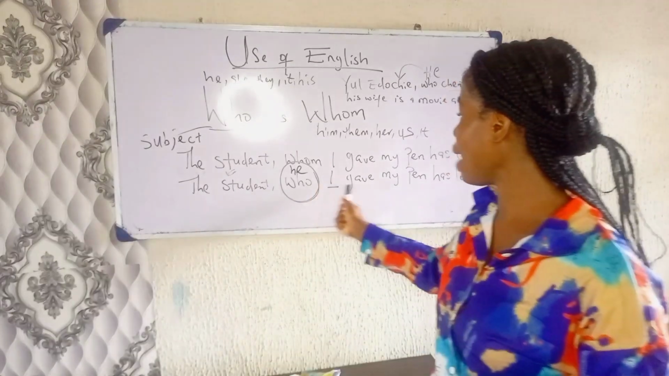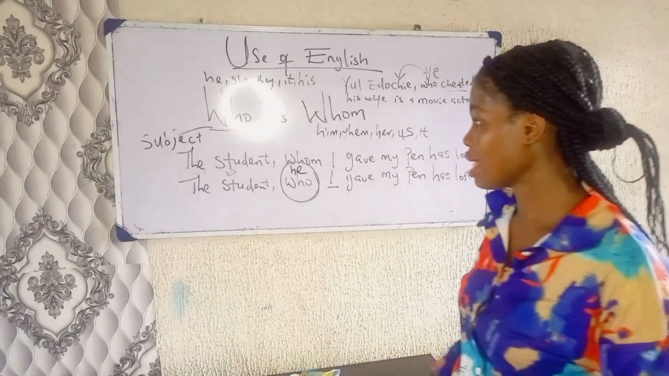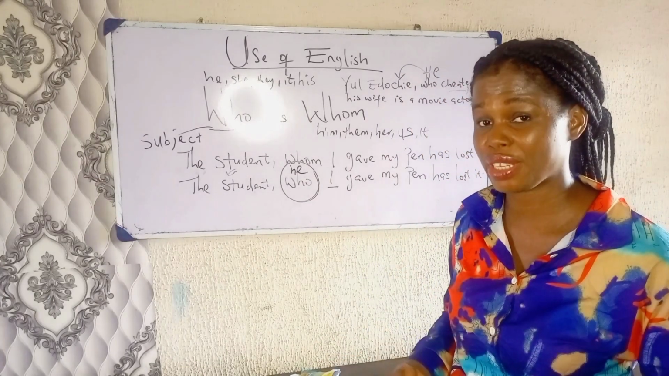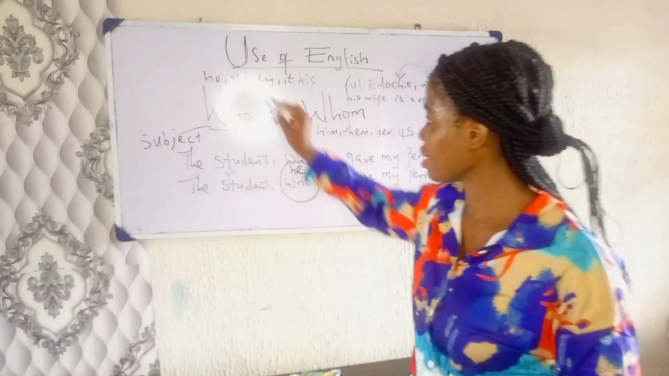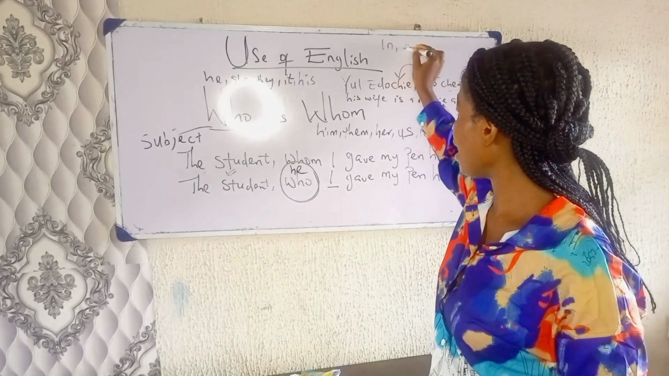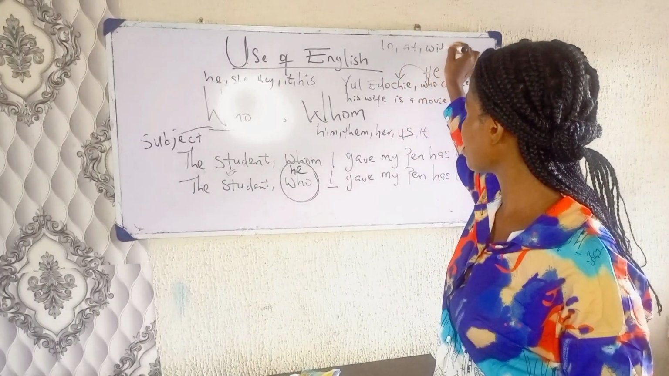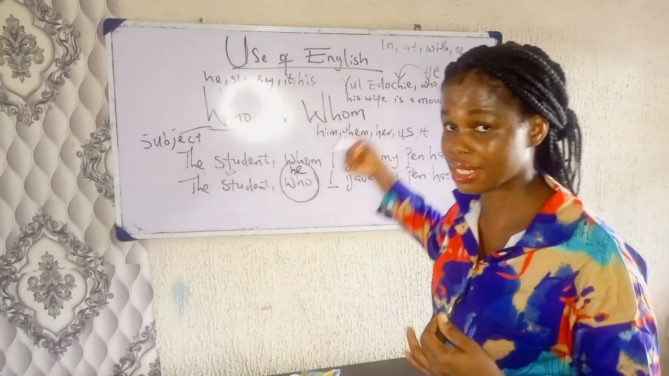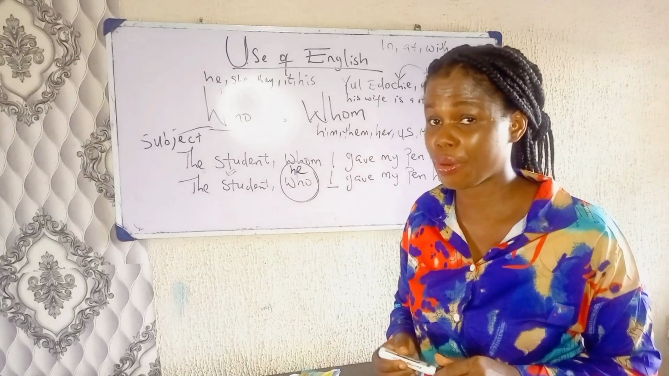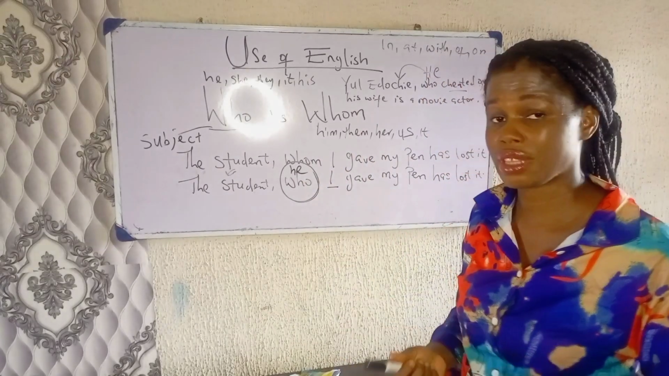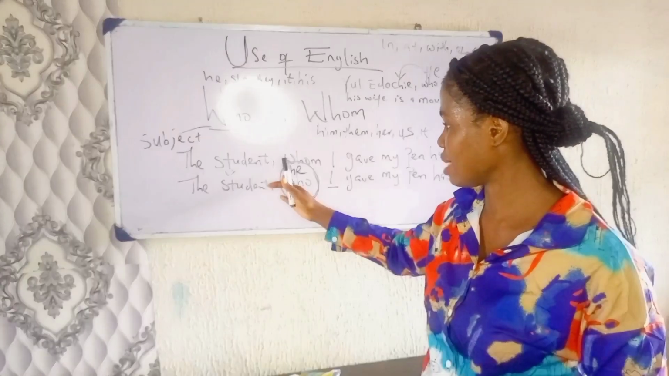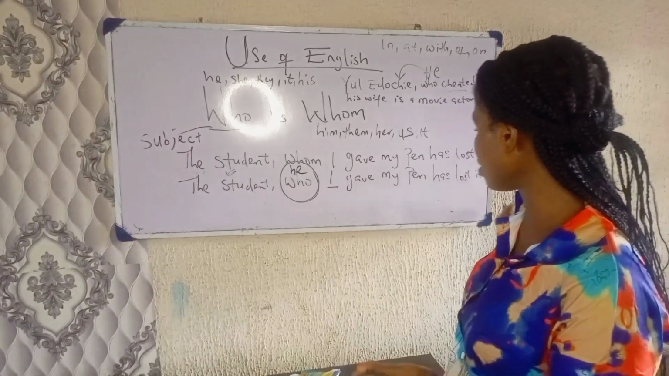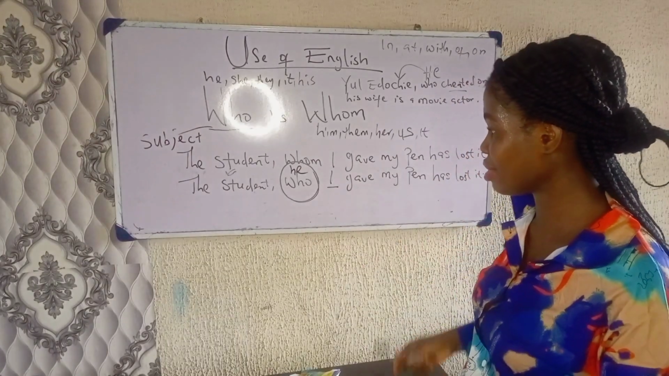The student whom I gave my pen has lost it. Here's another thing about whom: most times it comes after a preposition, like in, at, with, of, on, etc. It occurs with a preposition. That's why, in this sentence, let's look at it: the student whom I gave my pen has lost it.